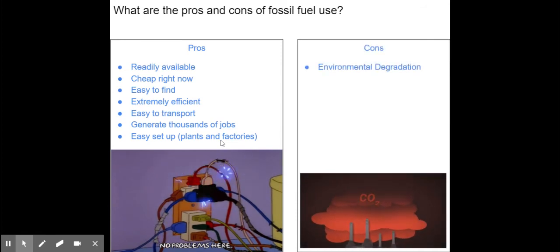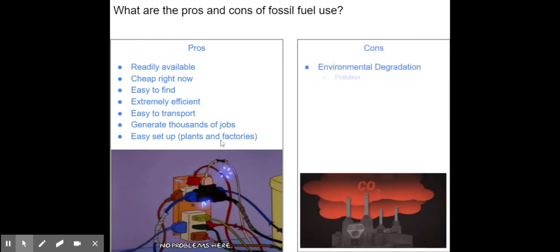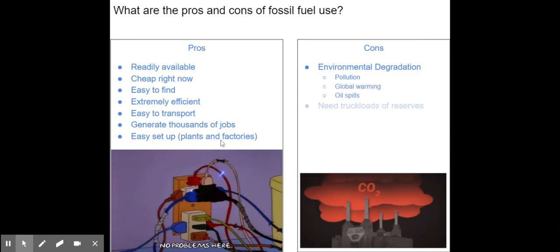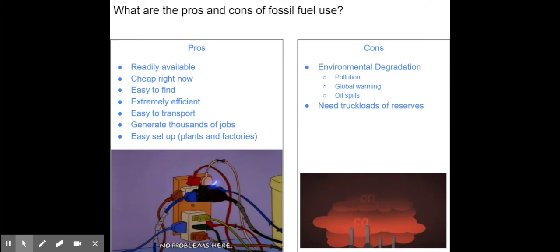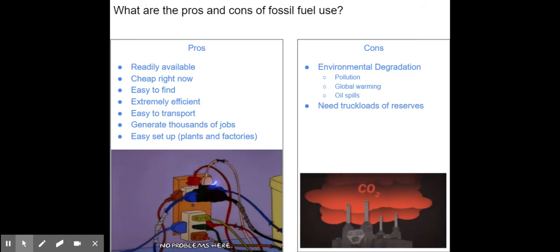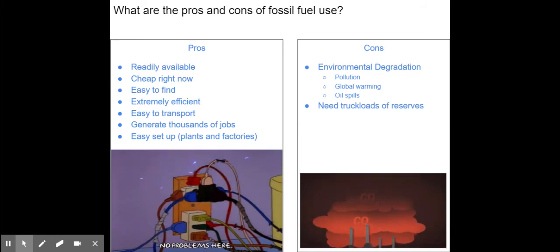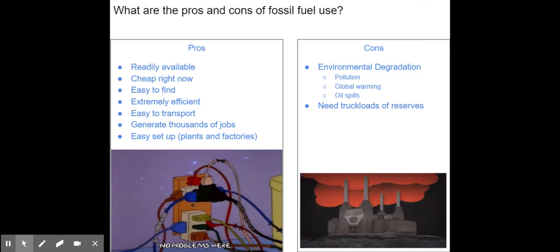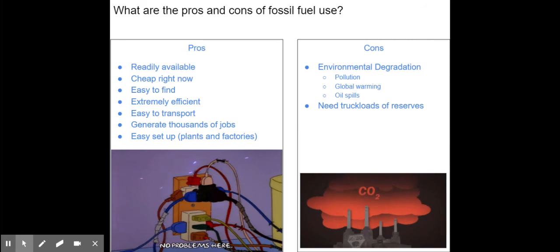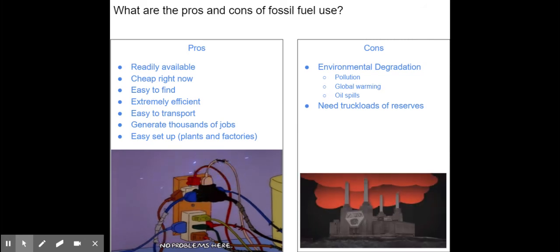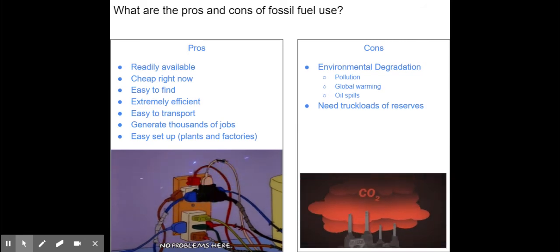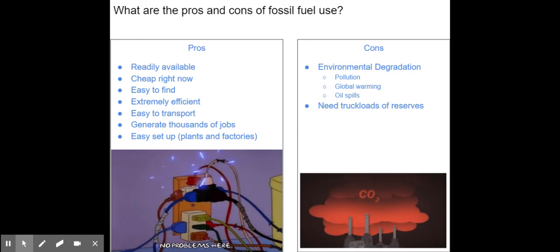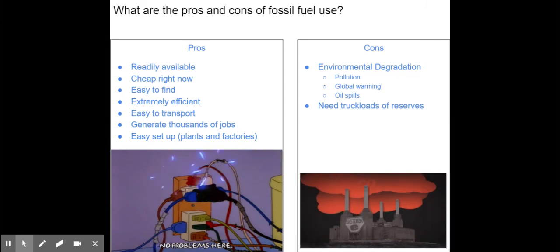Cons: environmental degradation, pollution, global warming, oil spills. We need truckloads of reserves. After we have a hurricane, a lot of people will fill their cars up with gas, get gas for their generators, and then there's no gas to be found. A lot of trucks are out of state, filled with gas and supplies. And as soon as hurricanes have passed, these trucks can come and refill our supplies.